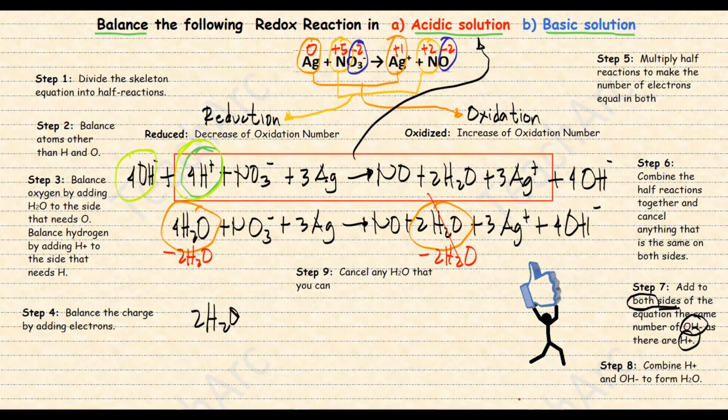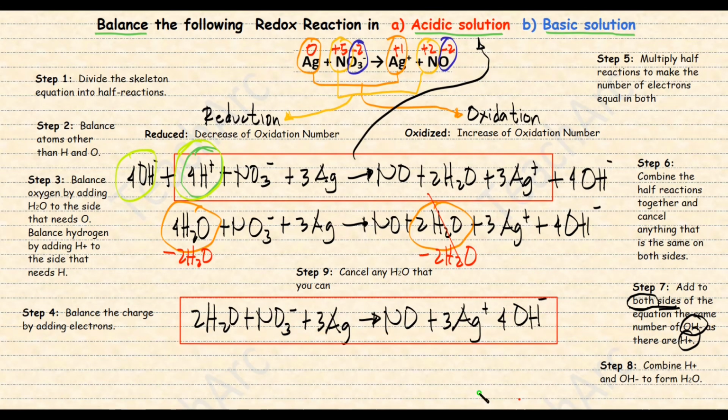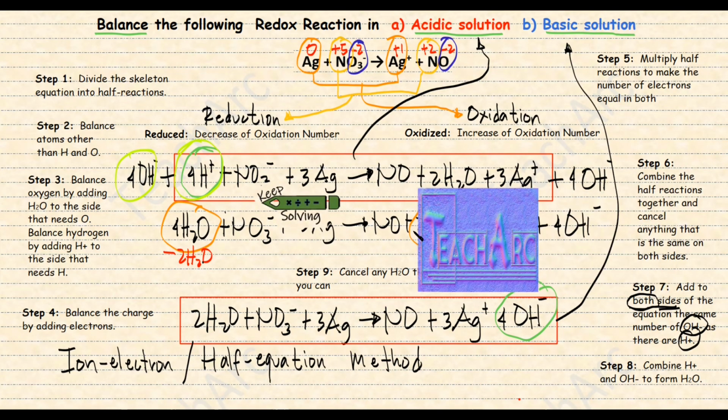And finally, we get our final equation. You will notice that you were able to balance it in a basic solution this time because of the presence of hydroxide ion. This is the ion-electron or half equation method of balancing redox reaction.